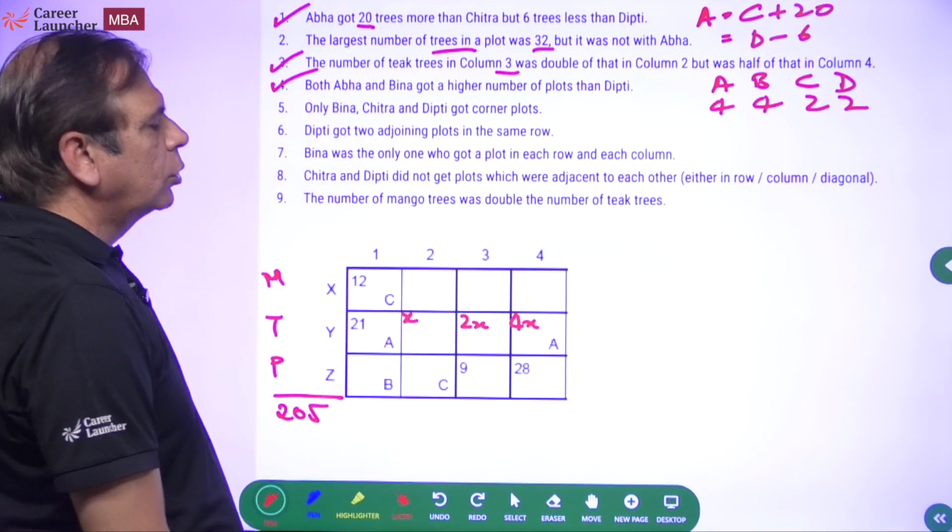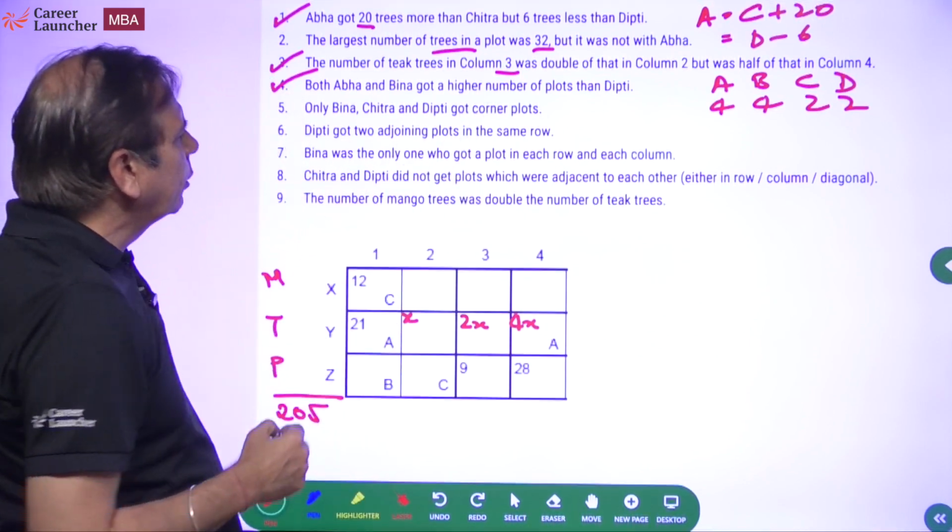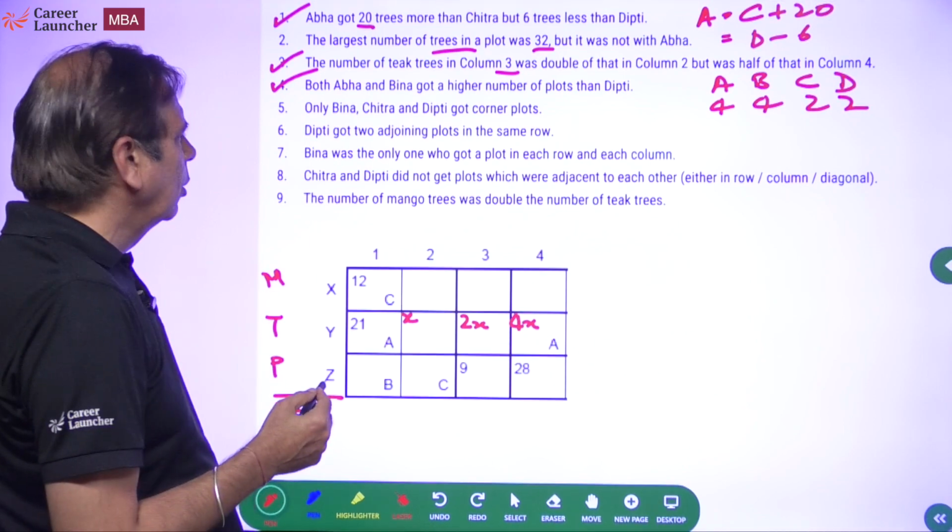Only B, C and D got corner plots. Okay, we'll come back to this and use it when we need to. Deepti got 2 adjoining plots in the same row. Okay, we'll come back to this also.